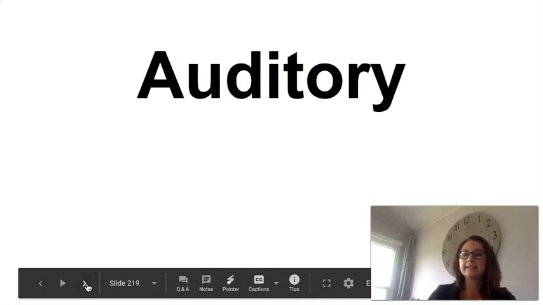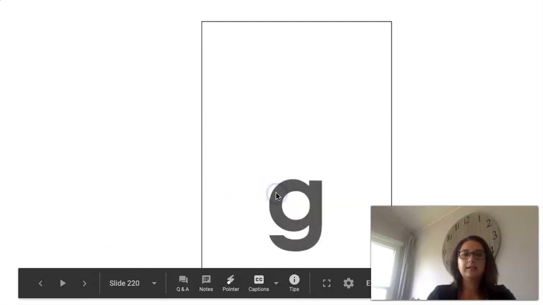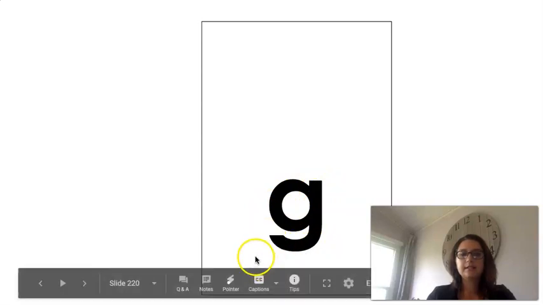Now I'm going to say a sound, and I want you to find your card that has the letter that makes that sound. Okay? The first sound is G. Did you find the letter G? G says G.